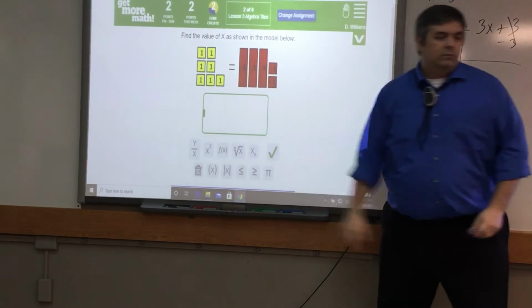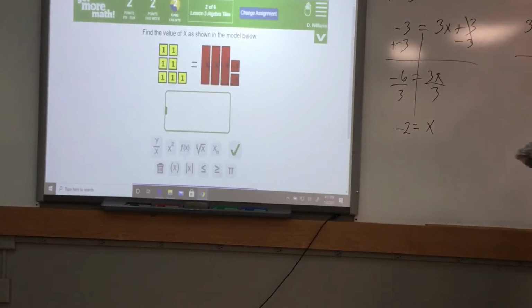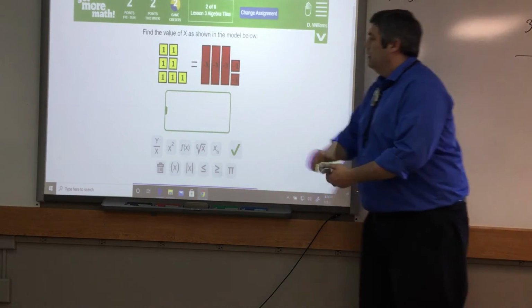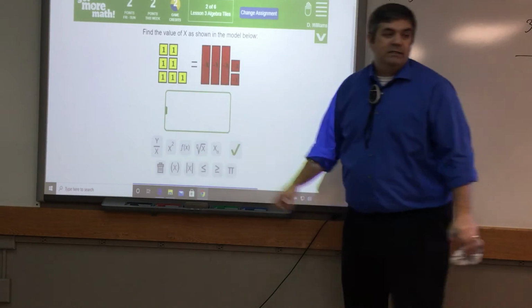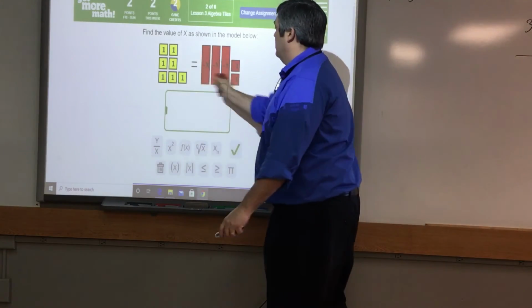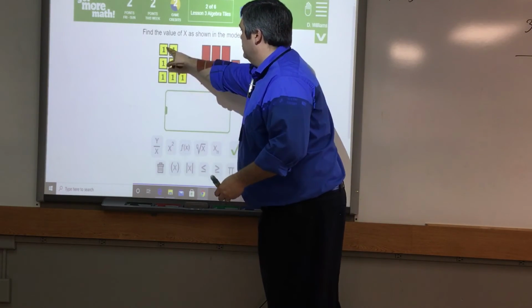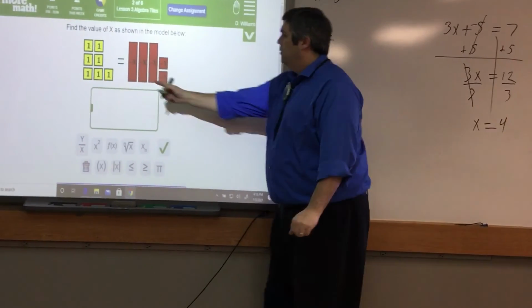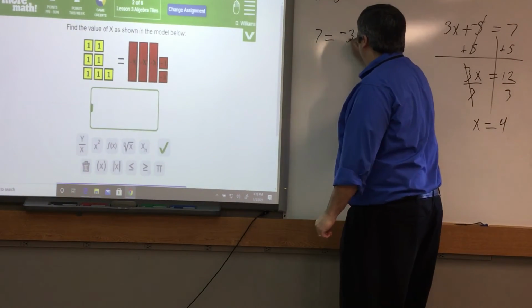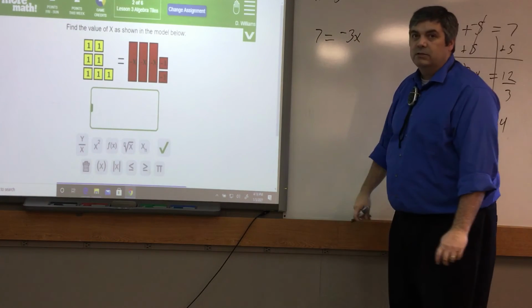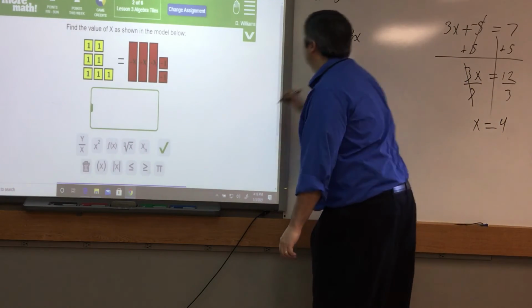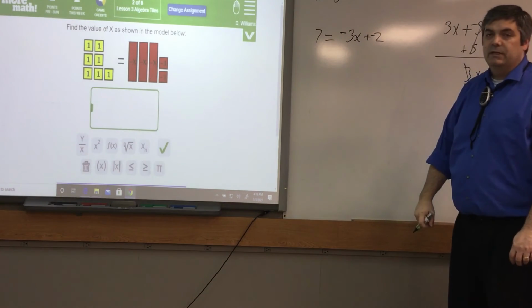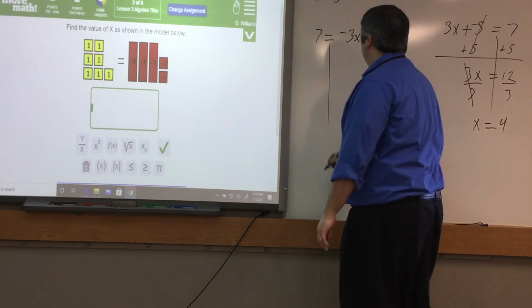Okay, so let's do this one. I want to do this one just because they've got that negative in there, and we're going to take a look at it. Now notice here, these are red. We hadn't seen that before, so I'm glad this popped up. These are red. So right here we have this side, 7 equals negative 3x. That's what that looks like. Minus 2, or plus negative 2. Either way, it works the same. And then we solve from there.